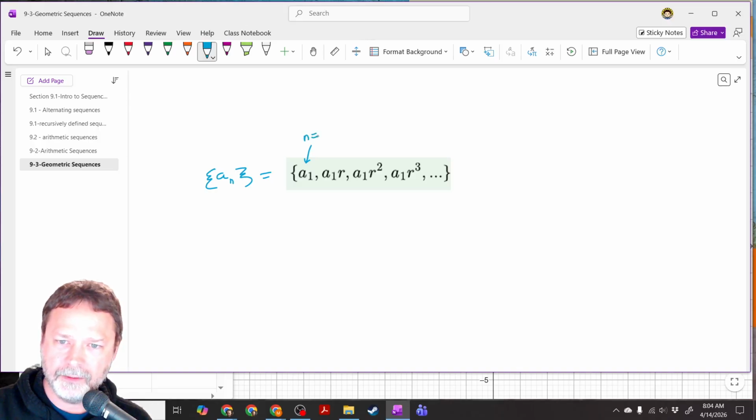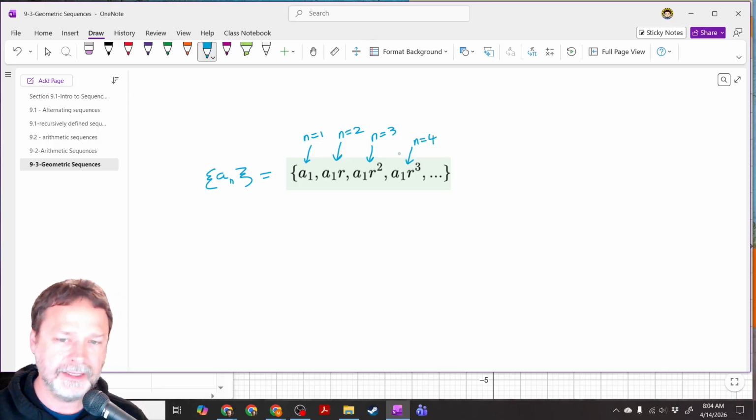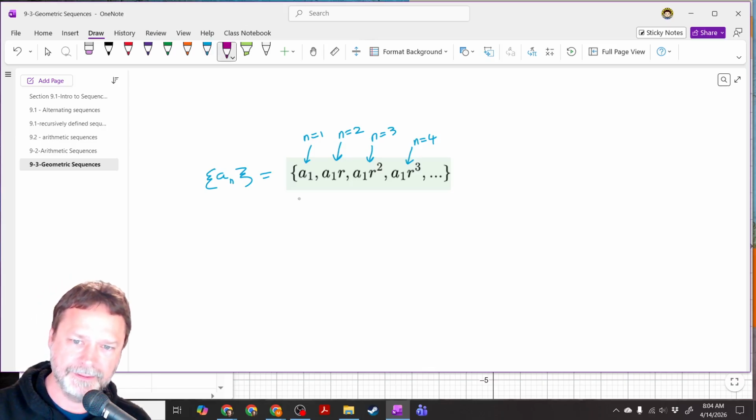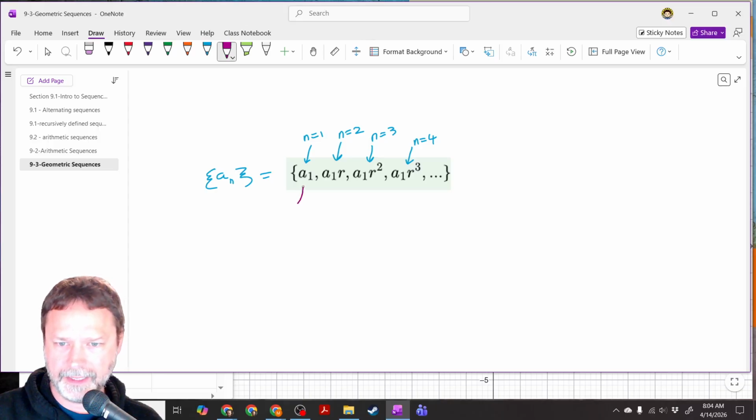This is n equals 1. This is n equals 2, my second term. This is n equals 3. This is n equals 4. Now this one is so obvious. I think it's even more obvious than it was for our arithmetic sequences. Check this out. So again, this is my A1.